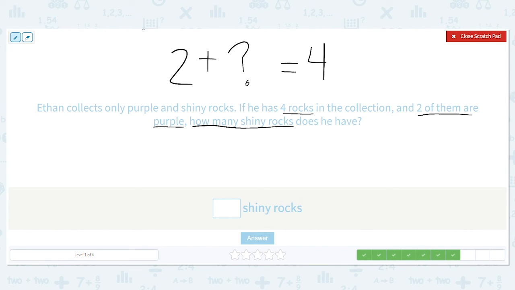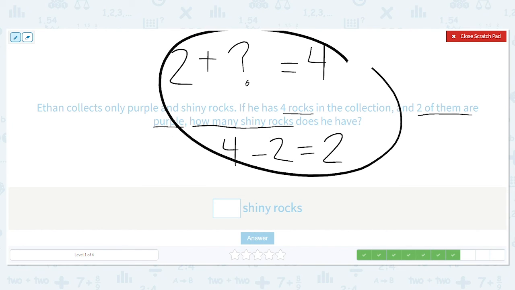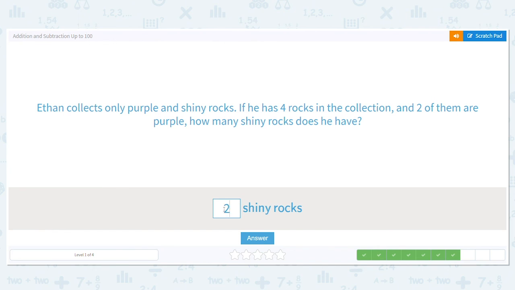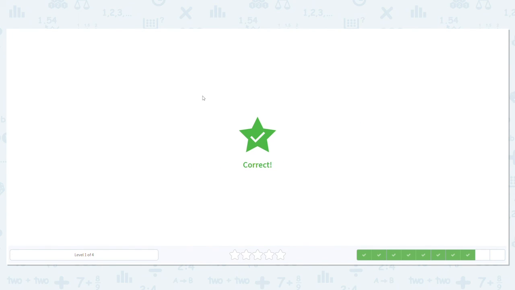You can use subtraction to help you. What is 4 minus 2? If I have 4, I take away 2. How many do I have left? I have 2. Right here, this makes it a fact family. They work together. Addition and subtraction work together. So that means that he has 2 shiny rocks. Good job on that one.